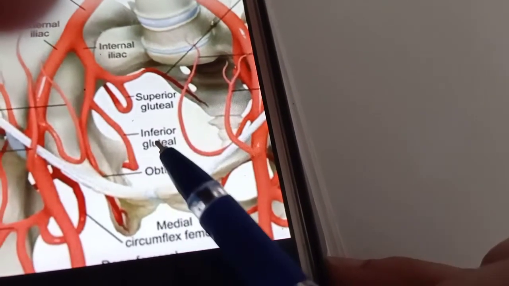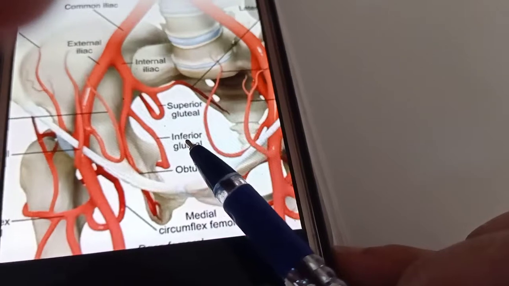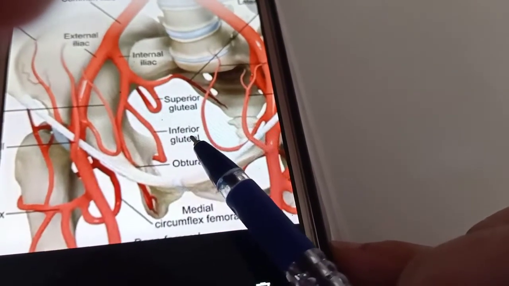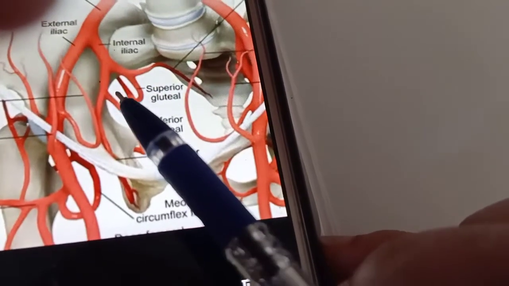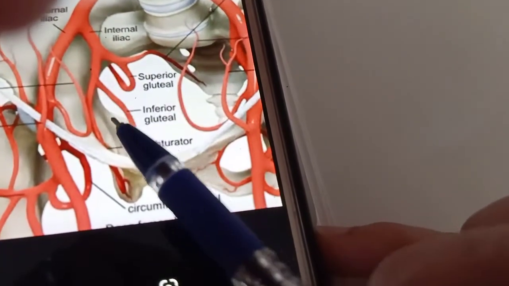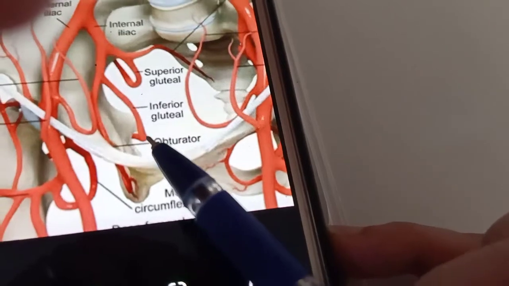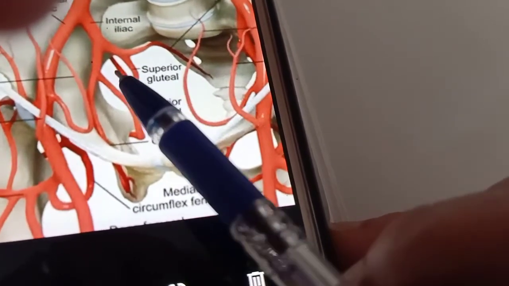So this is the course of the inferior gluteal artery. Very clear? So first it is anterior to the piriformis, then it goes down, it leaves the pelvis through the greater sciatic foramina, and it enters the gluteal region just below the piriformis.